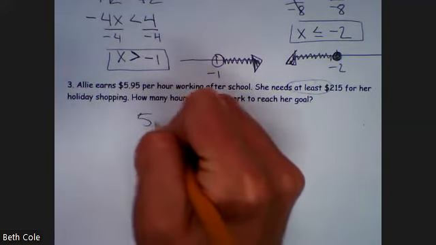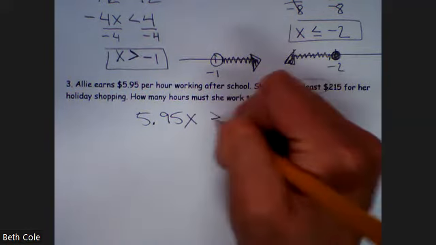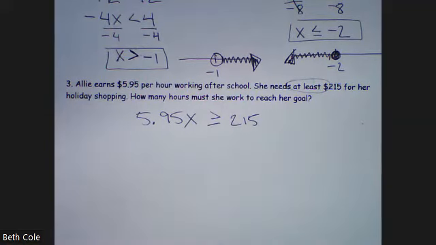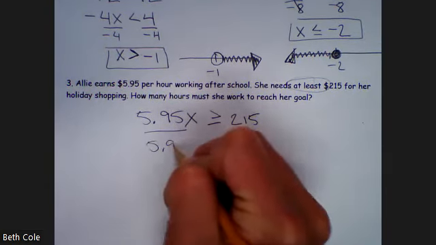Well, she makes $5.95 per hour. So that's 5.95x. X is hours in this scenario. And we want greater than or equal to 215. She has to make 215 or more. Now there's really only one step to that. And I realize there's a decimal. I'll bring the calculator up here. What would we do to both sides? Yep. Divide by 5.95.